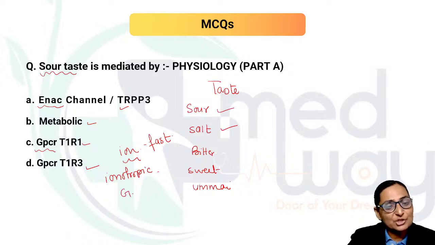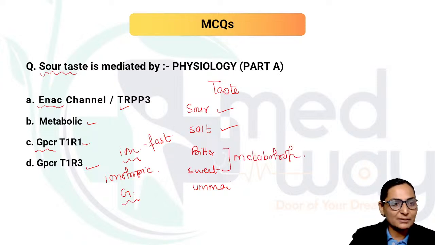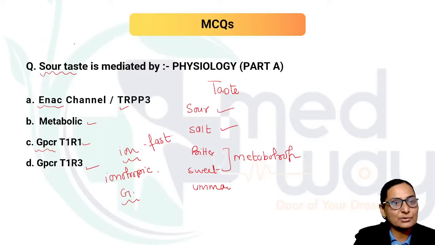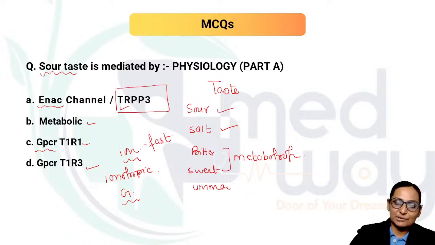Those which are using G protein and then a second messenger take a bit more time. These are your metabotropic receptors. As far as bitter is concerned, it will always be the G protein, and sweet also G protein. Umami has its own specific mGluR4 receptors. Salt and sour are by the ENaC receptors. So as per this question, the correct answer would be this, that is TRP, transient receptor potential channels.